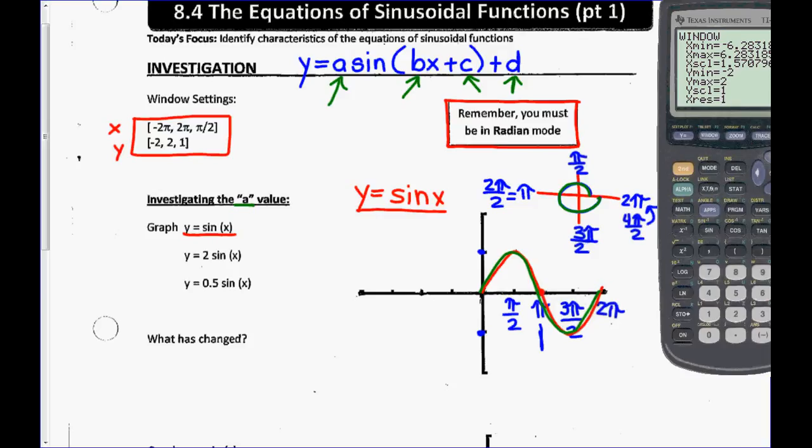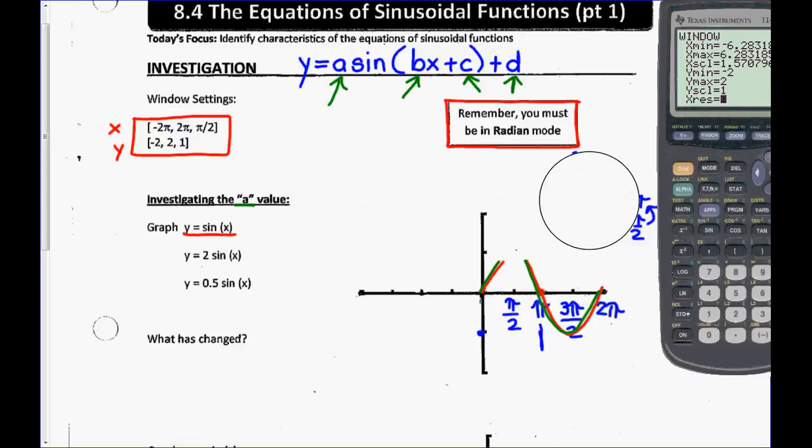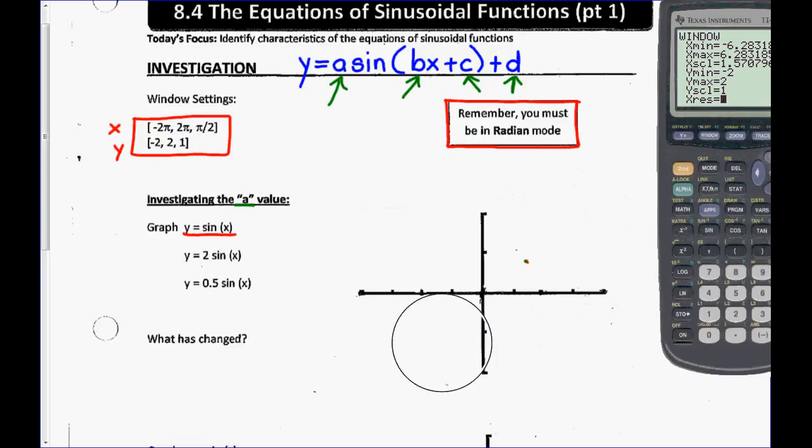it might change the horizontal placement of that graph on the x and y axis. So we're going to learn today how changing each of those factors will affect this basic graph of a sine function. Okay, so I'm just going to erase all of my scribbles here so we'll be able to do this investigation together. We've got our windows set, so we can start to investigate the a value.